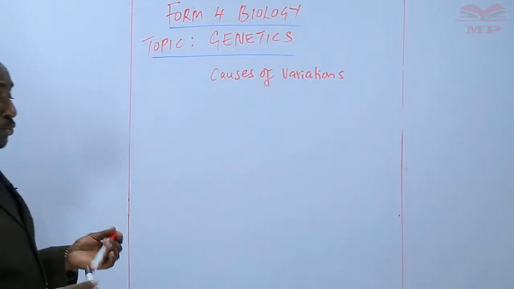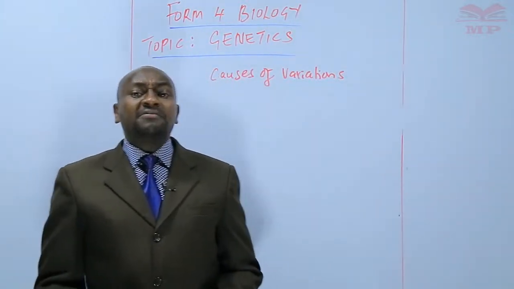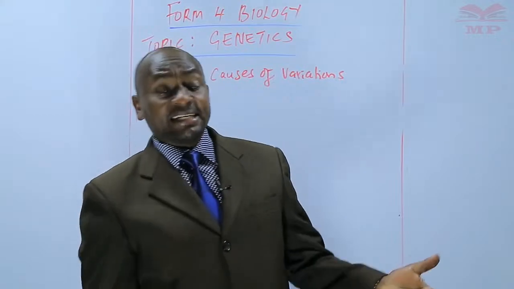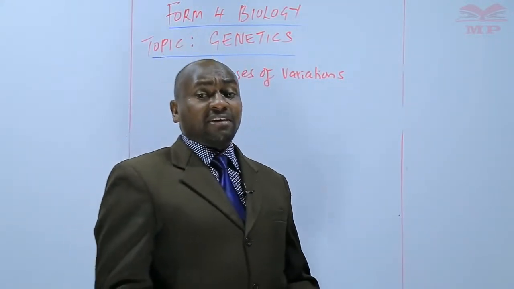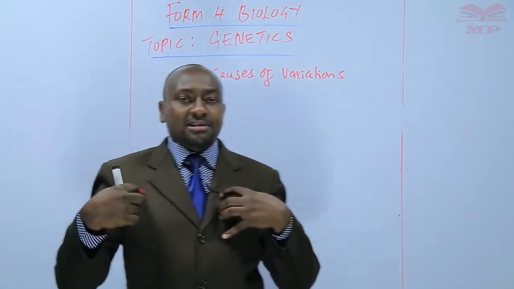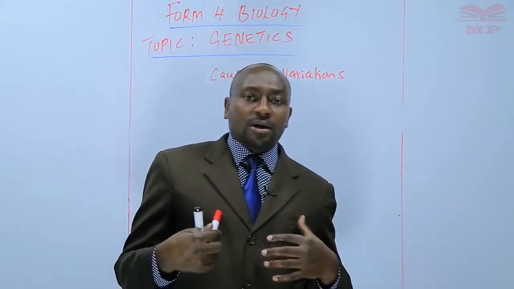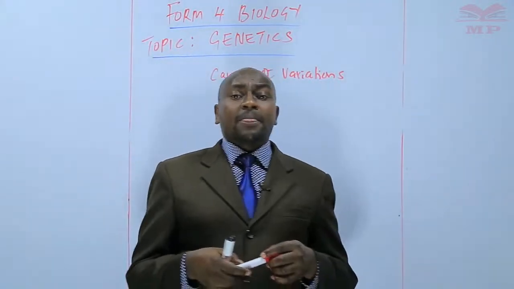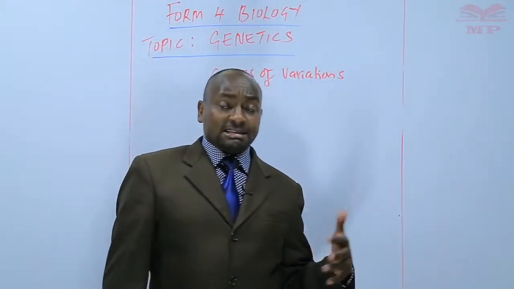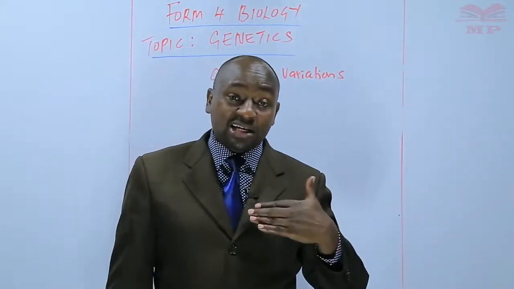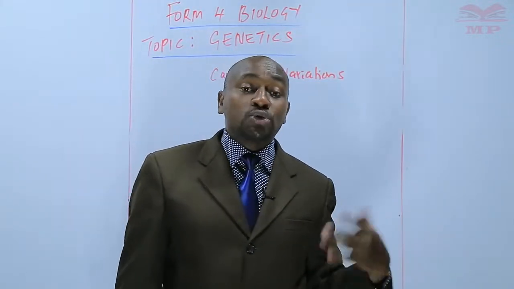Now, the first thing to note about variations is that variations can either be caused by genetic factors or environmental factors. The genetic factors are factors within us, for example, our gametes and so on and so forth, how fertilization occurs. But also these variations can be brought about by occurrences that are taking place in the environment that is outside our bodies. And we shall mention something that is called mutation.